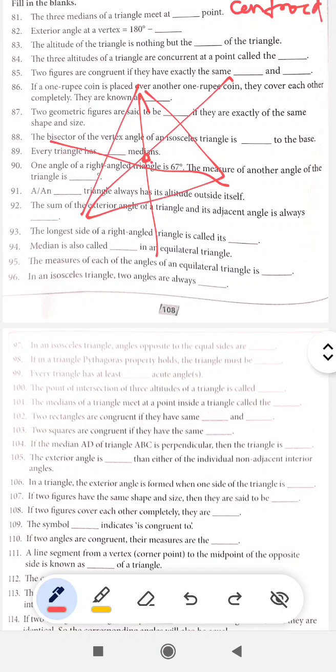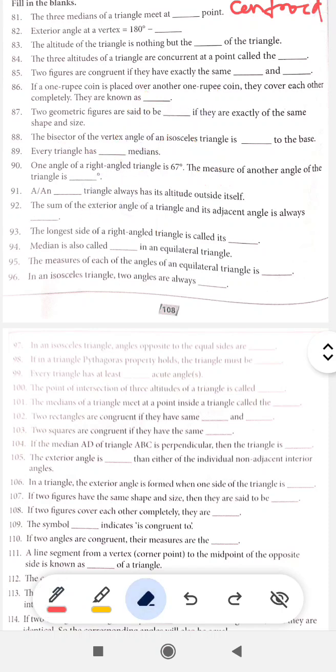Next, the exterior angle at a vertex is equal to 180 degree minus the corresponding interior angle. If this one is the exterior angle, how will you find it? 180 degree minus the corresponding interior angle.